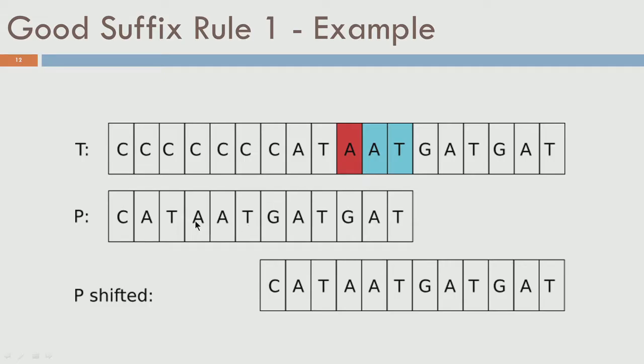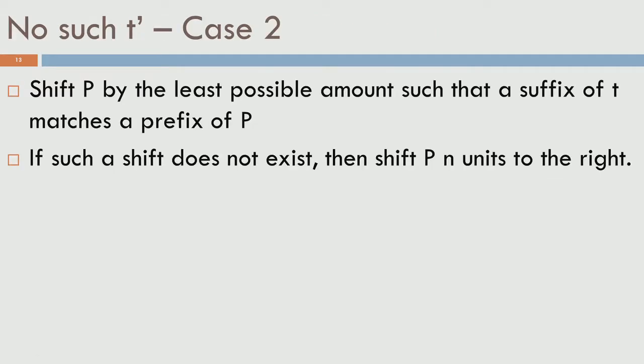The specific property is that we look for a letter here which is different from the character which caused the mismatch with A. In this case, of course, it turns out that A and A are one and the same, and actually, if you see, this shift will indeed check that there is a match of P in T. So, let us formally state the first case of the good suffix rule.